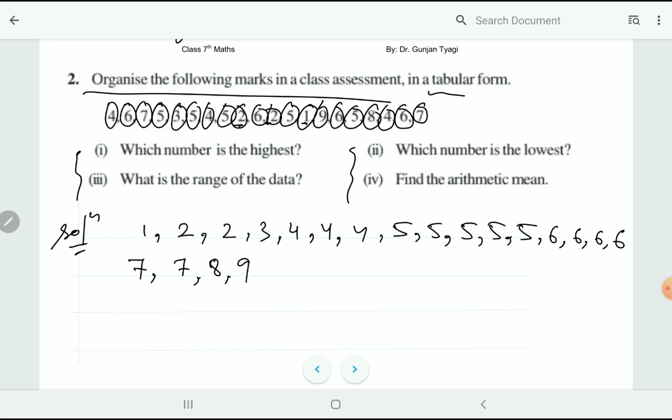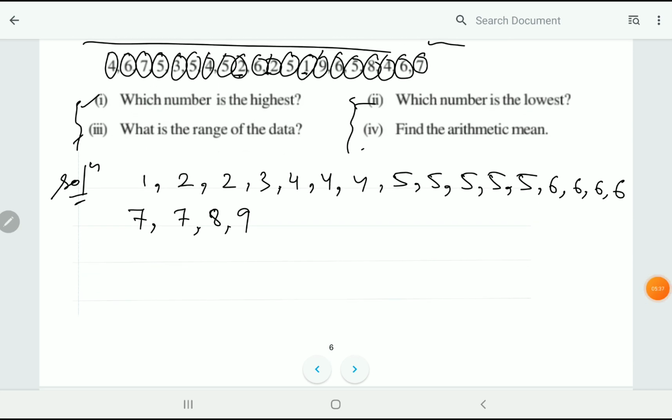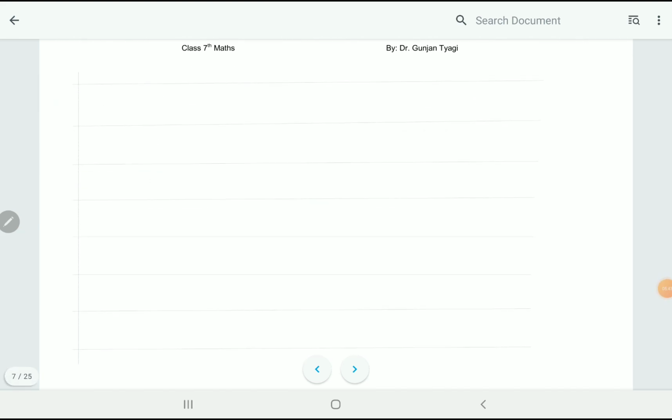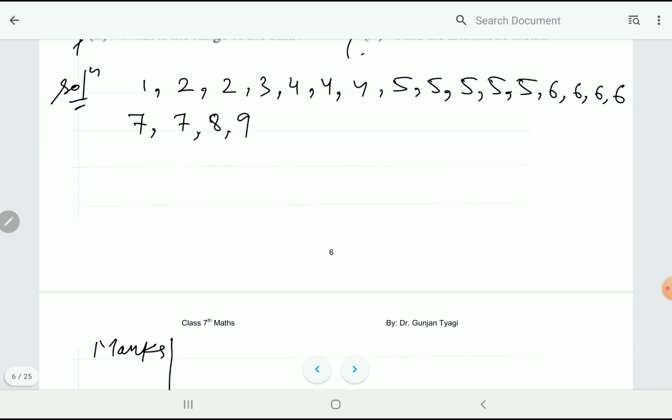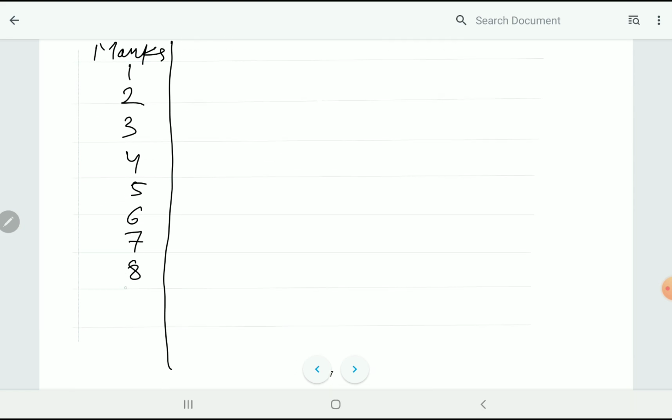Now I will arrange this given data in tabular form, then I will do all parts of this question. Let's make the table. I will go to the next page. First of all, I will write the marks, because it is all about the marks of the students. Marks are 1 to 9: 1, 2, 3, 4, 5, 6, 7, 8, 9.